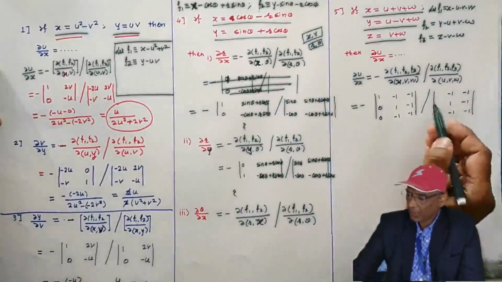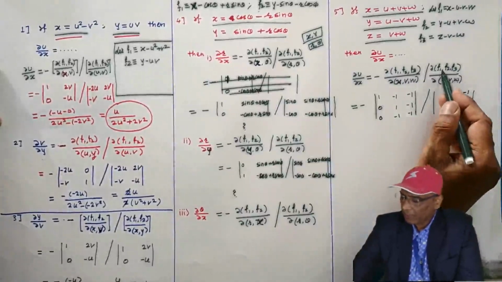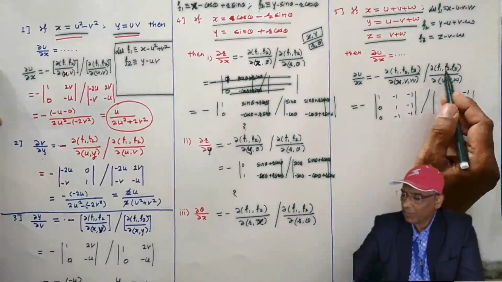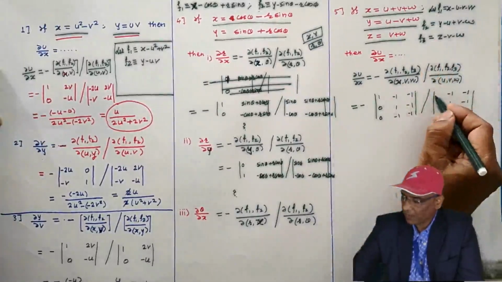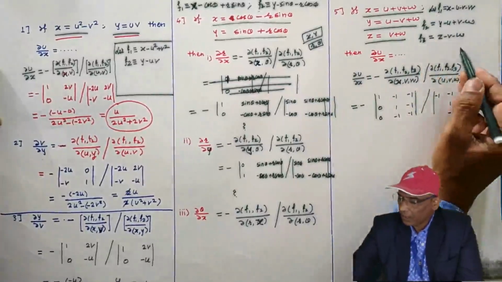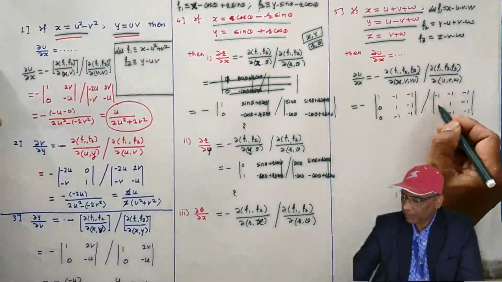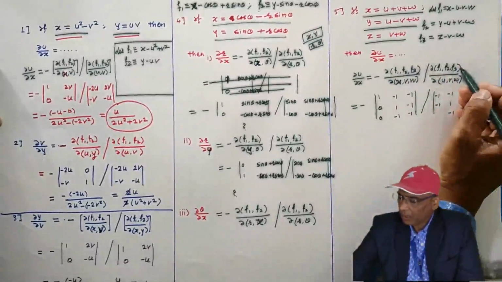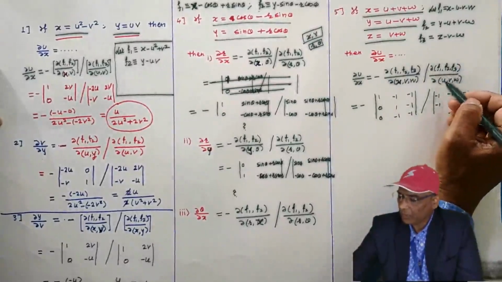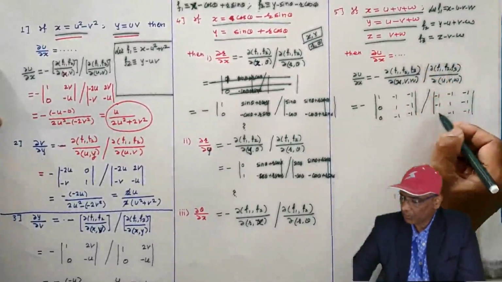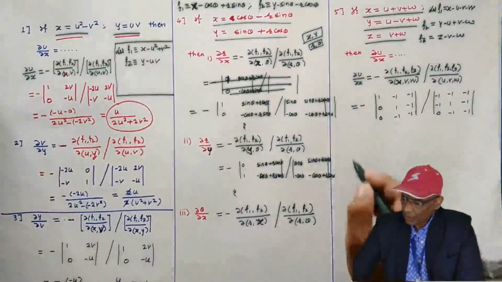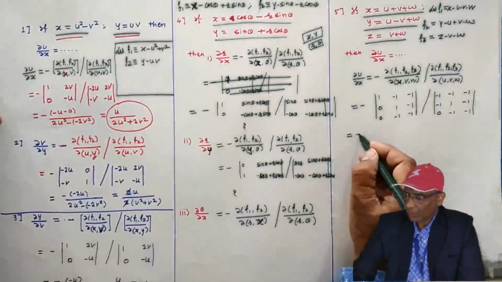Okay. Now here in this column what will happen? Del f1 by del u: the derivative of f1 with respect to u is minus 1. Del f2 by del u is minus 1. Del f3 by del u is 0. Okay. Now try to solve these numerator and denominator Jacobians.